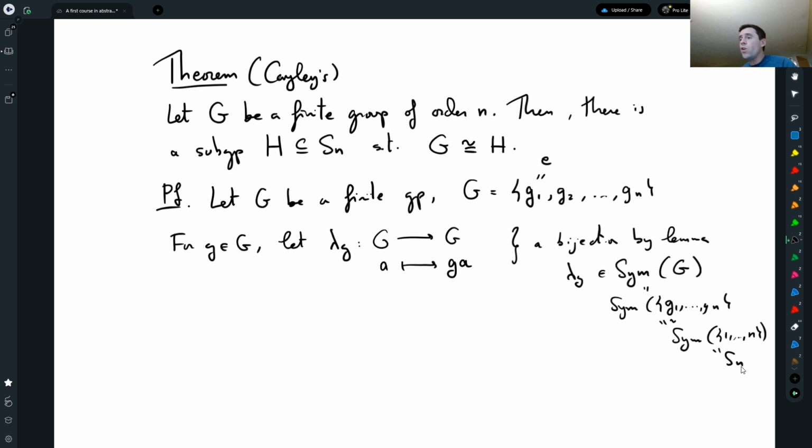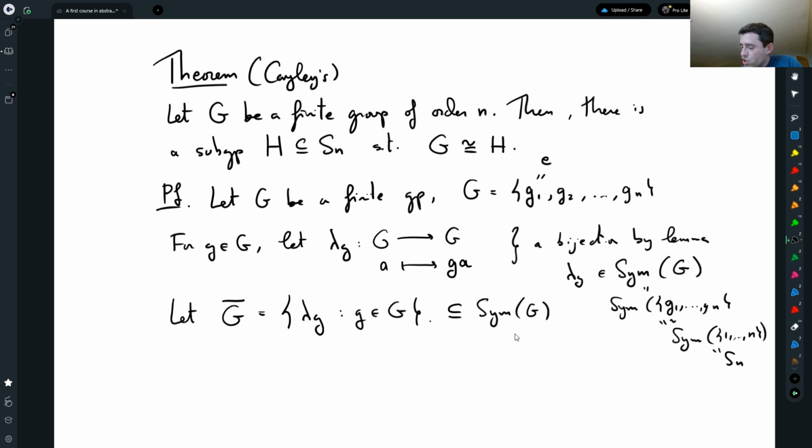Okay, so I'm going to define what is going to be the subgroup. G hat or G bar is going to be all the lambda_g's, one for each element of G. Okay, that is what I'm going to claim is a subgroup. And notice that this is contained in the symmetric group of G, which can be identified really with Sn through this identification.